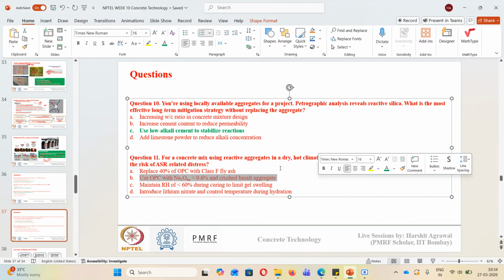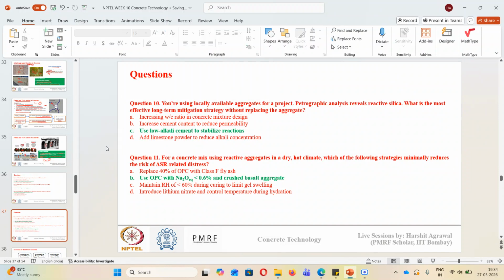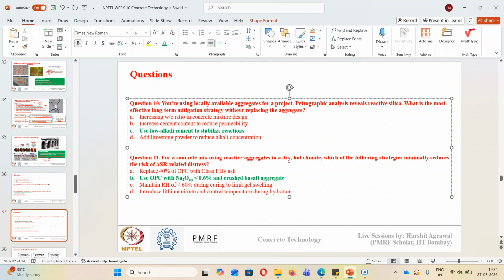Okay. So this was just to show you how different case study questions can also come up in the exam. If you read both the questions, they may sound different, but their final intent is the same. In one they say that you are using reactive aggregates in dry and hot weather, and they are asking you the strategies to reduce ACR.